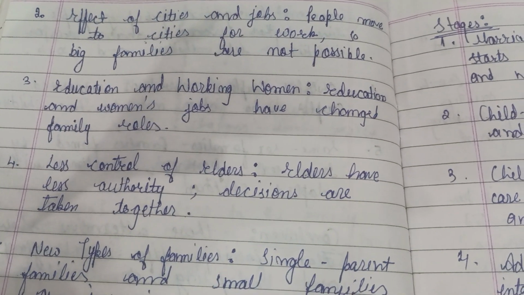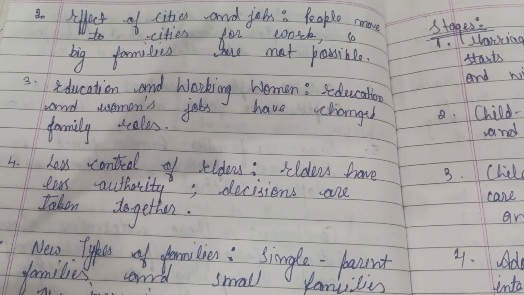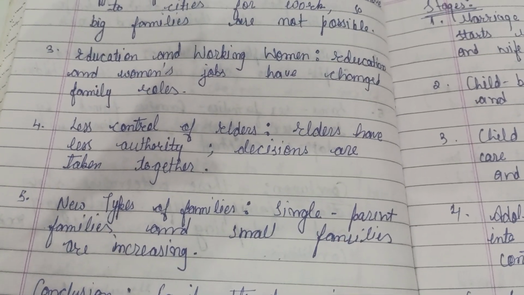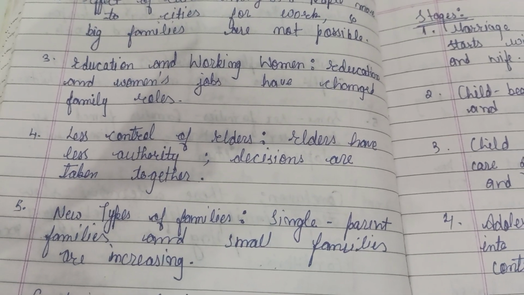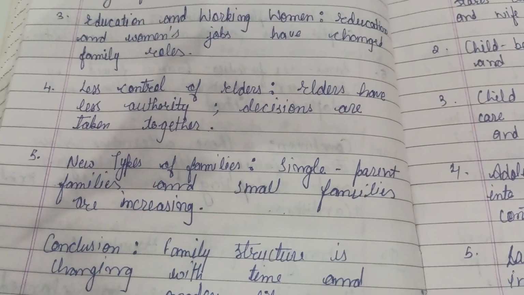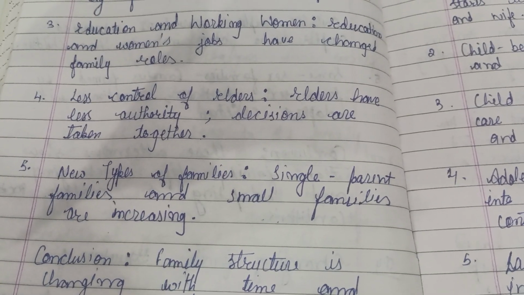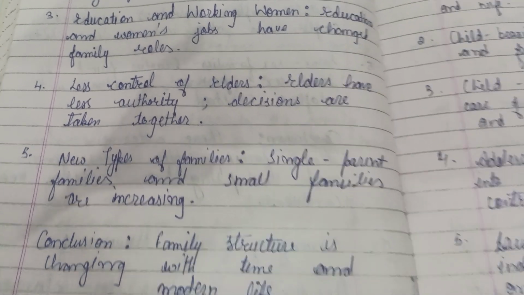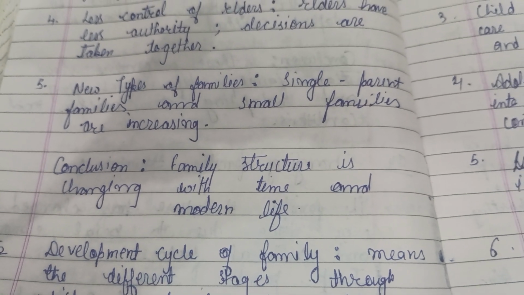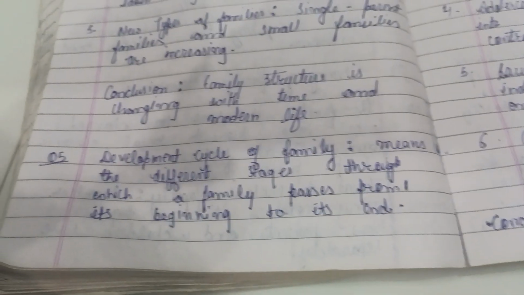Education and working women. Education and women's jobs have changed family roles. Less control of elders. Elders have less authority, decisions are taken together. New types of families. Single parent family and small families are increasing. Conclusion. Family structure is changing with time and modern life.